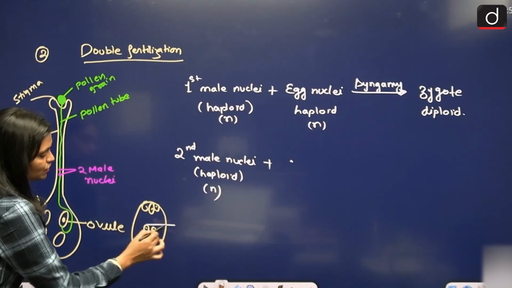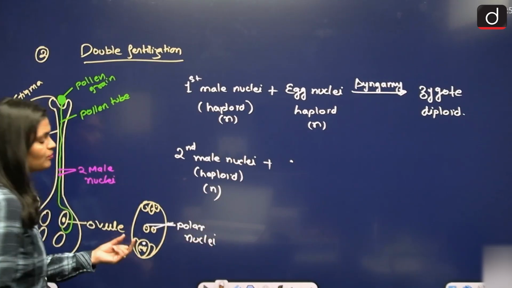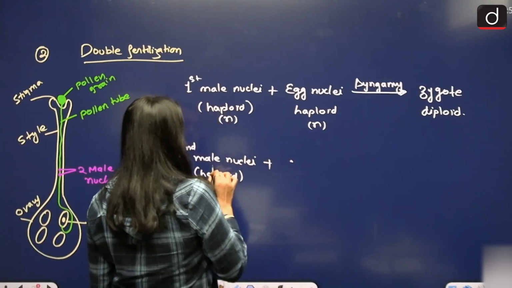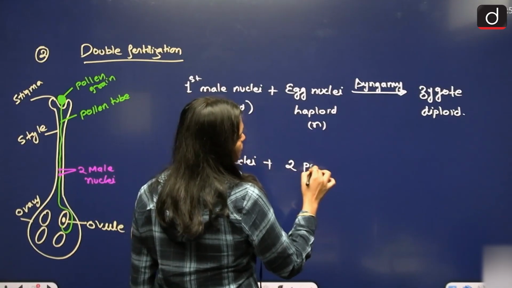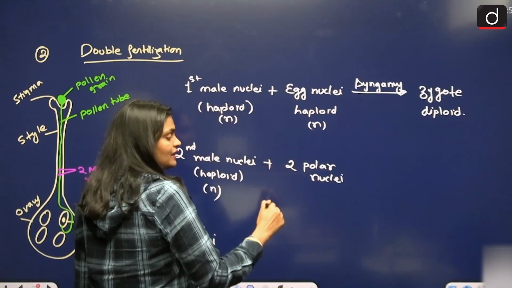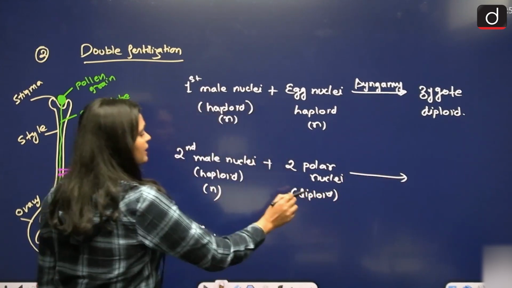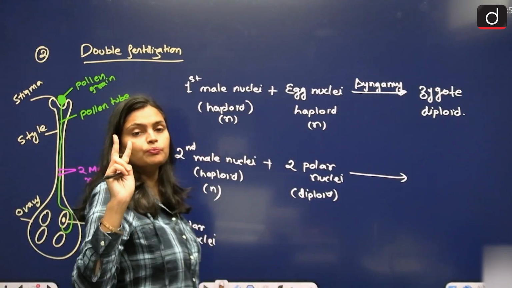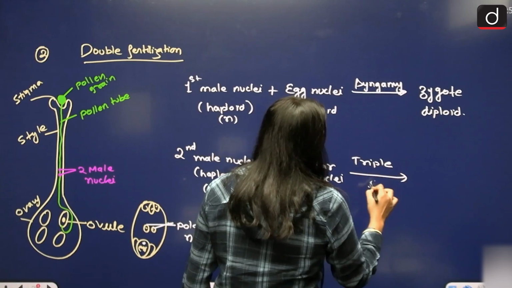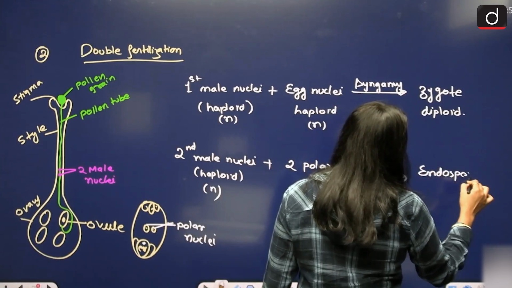What are these? These are the 2 polar nuclei. So how many polar nuclei we have? 2 polar nuclei. So the second male nuclei fuses with 2 polar nuclei, right? So haploid. Now 2 nuclei, so it is called a diploid. And here 3 nuclei now, 1 male nucleus and 2 polar nuclei fuse together. So this fusion is called a triple fusion, and ultimately as a result you will get endosperm.